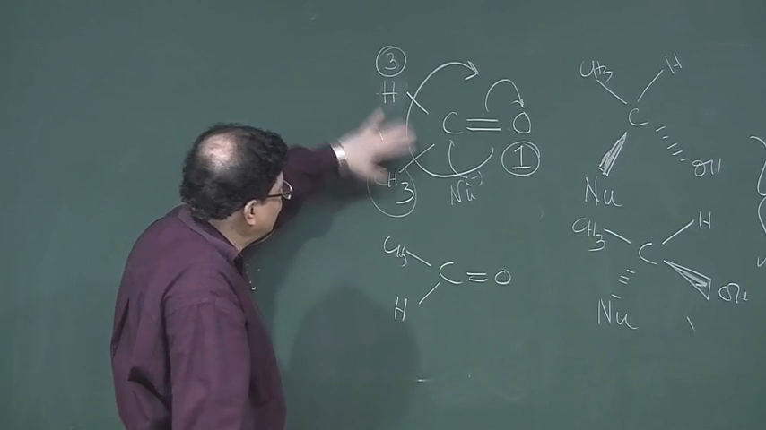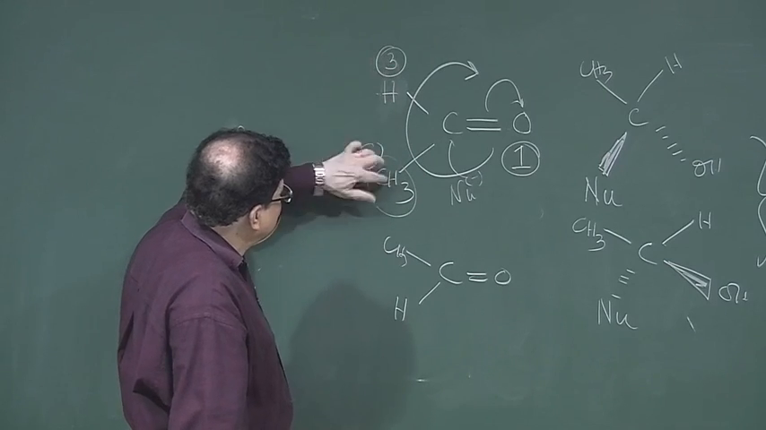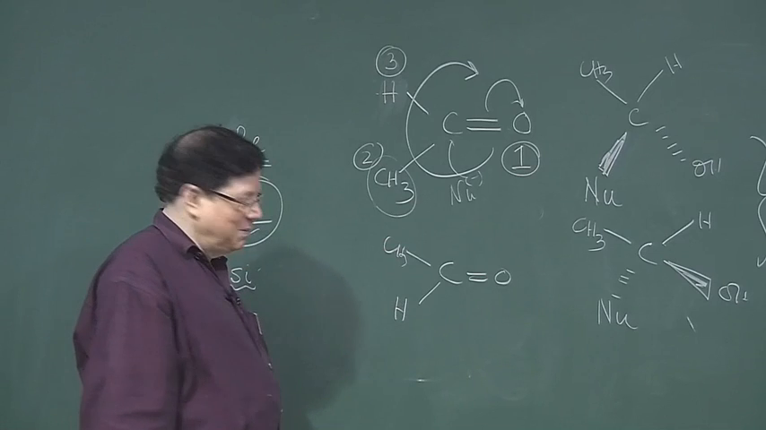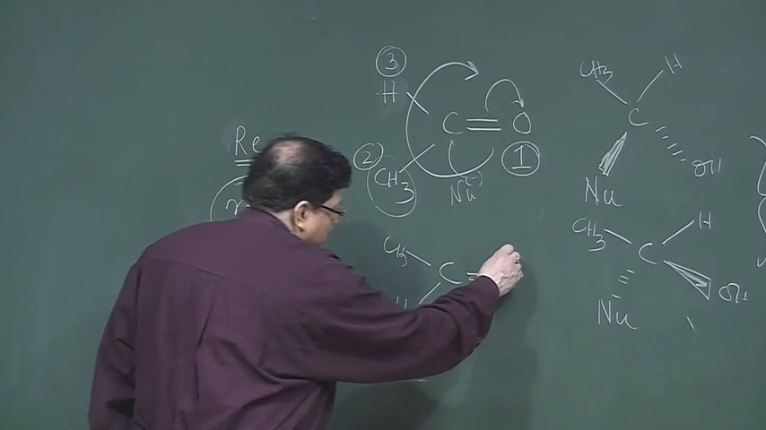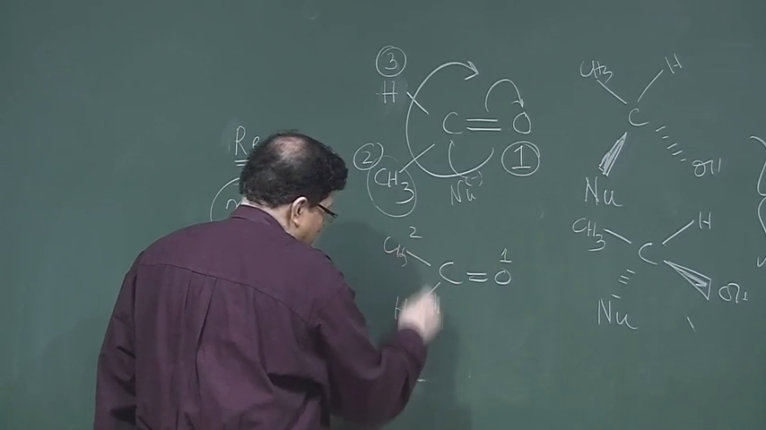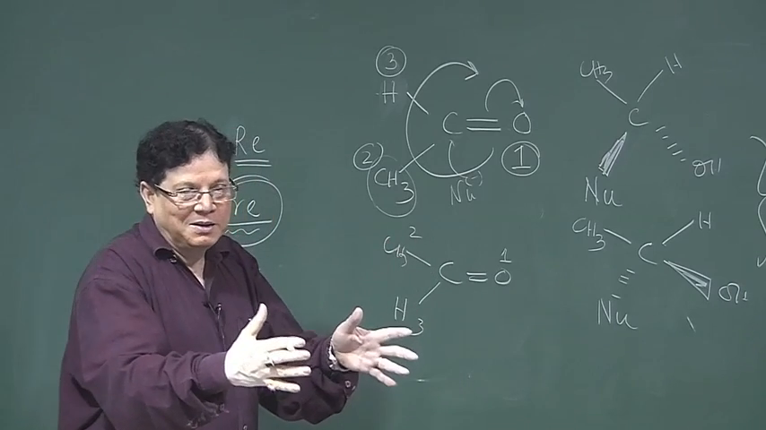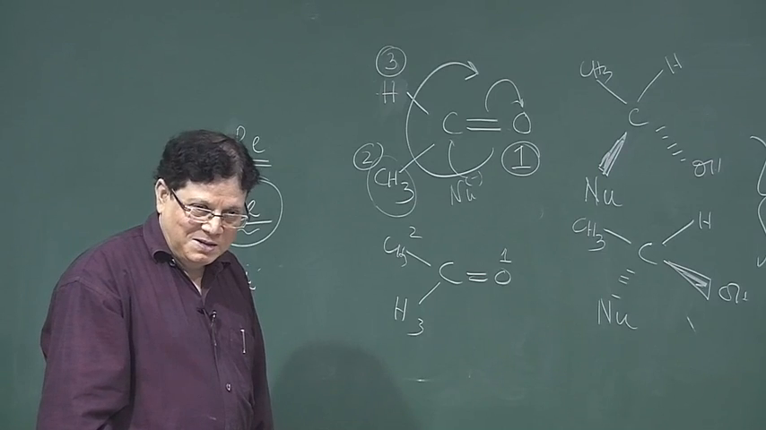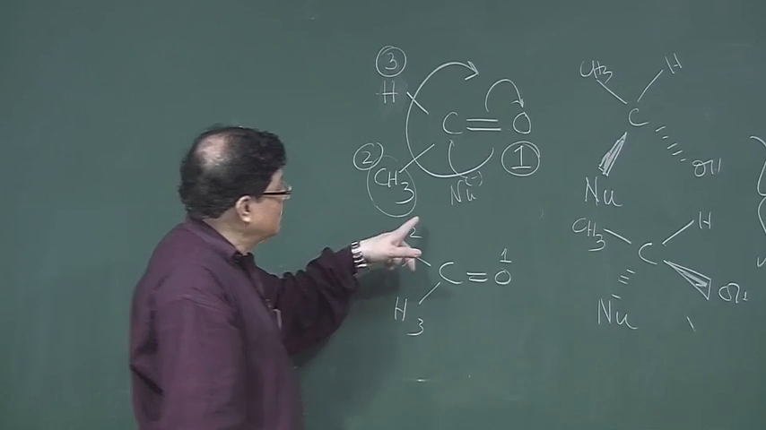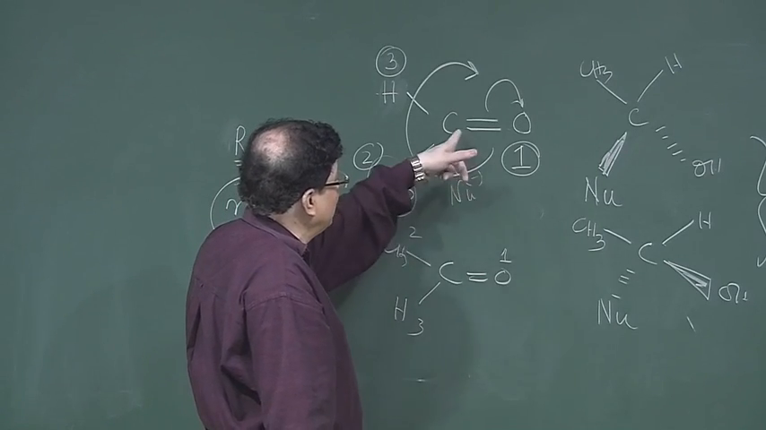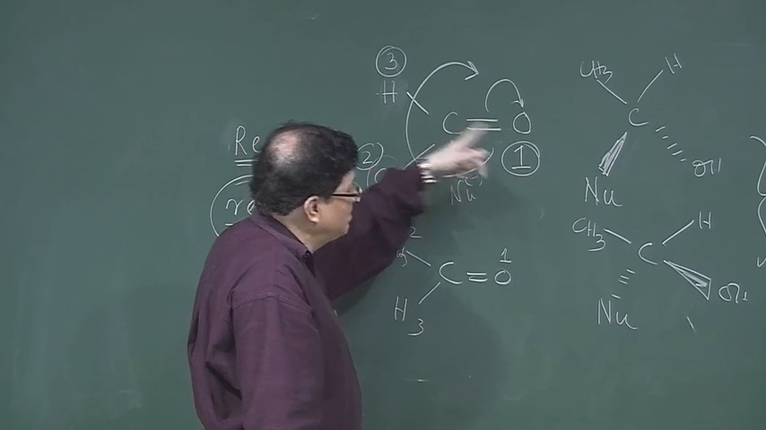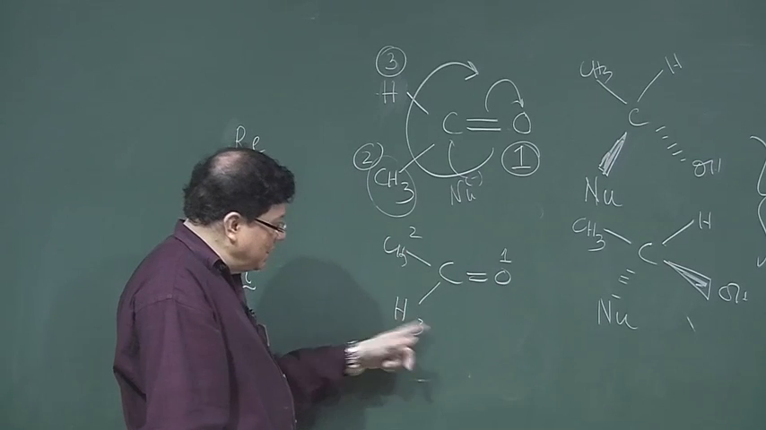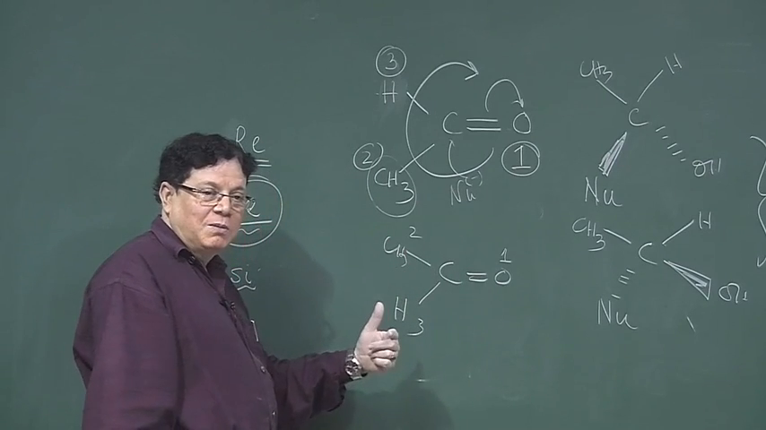Interestingly, when you write these two groups, this methyl and hydrogen, in the opposite way, this is 1, this is 2, this is 3. Now this side becomes the Si face and the back side becomes the Re face. I told you that if you write it this way and the nucleophile comes from here, it gives this product. It is the same product from this conformation if the nucleophile comes from the back.